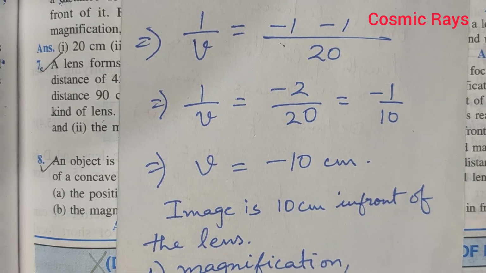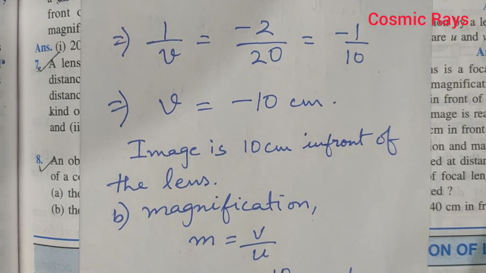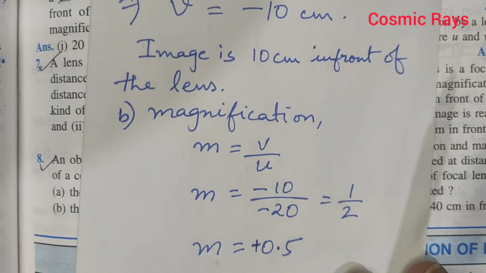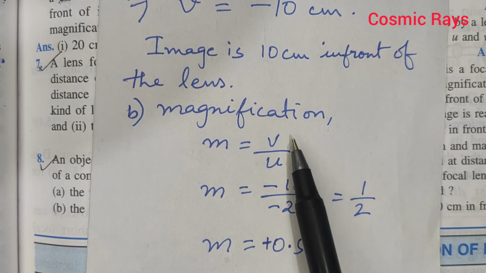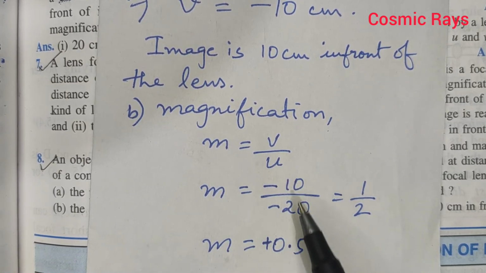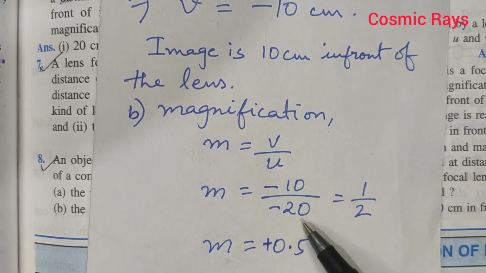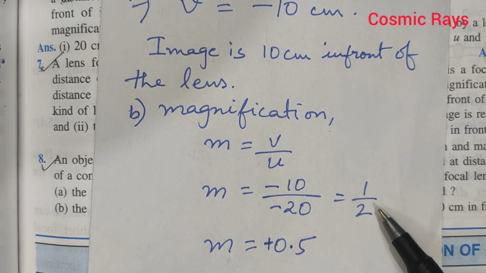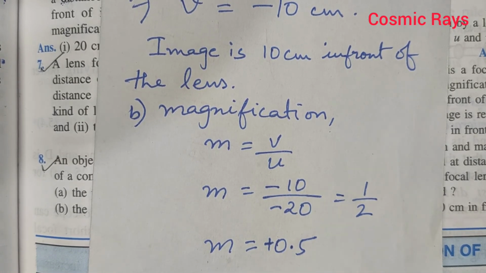And finally the magnification part. Magnification m is equal to v upon u. So we just substitute the values, minus 10 upon minus 20, that is 1 upon 2. So magnification is plus 0.5. That means magnification is positive, so we know that the image is going to be a virtual image.